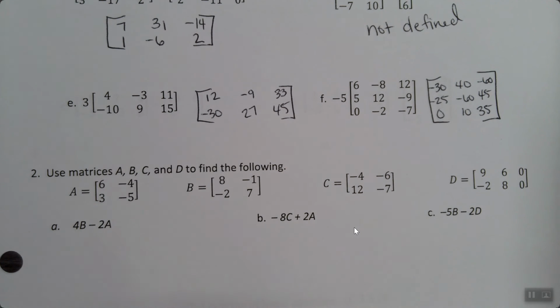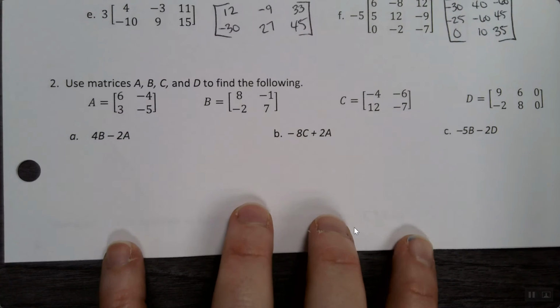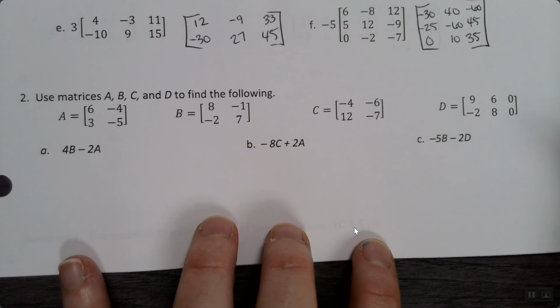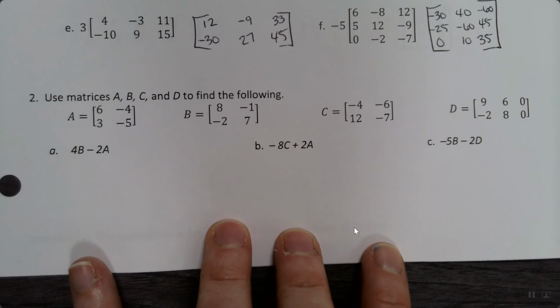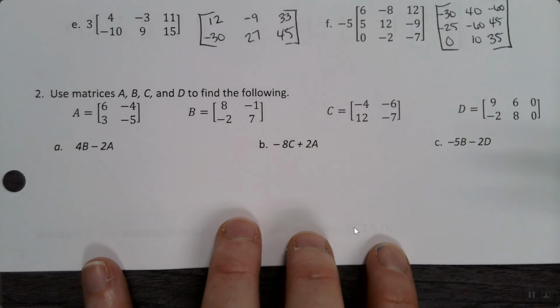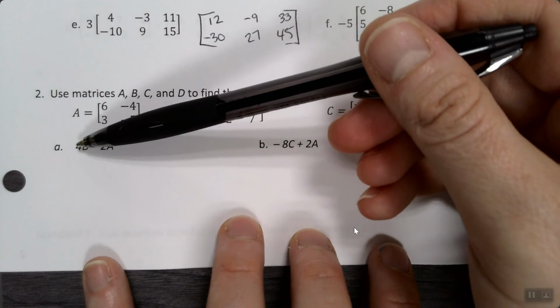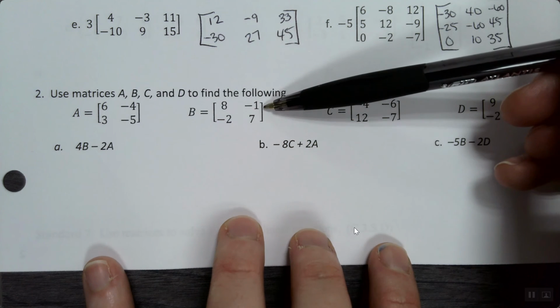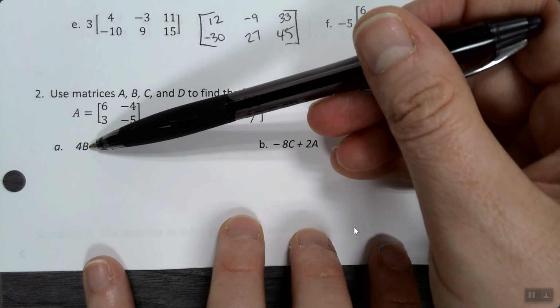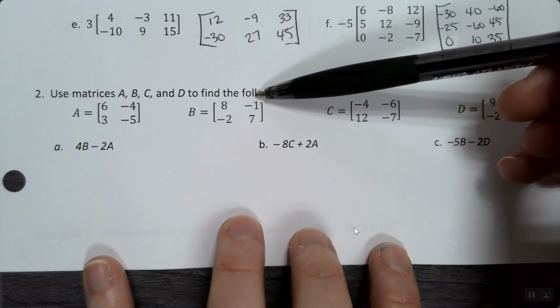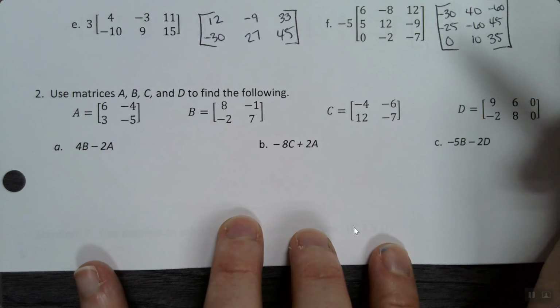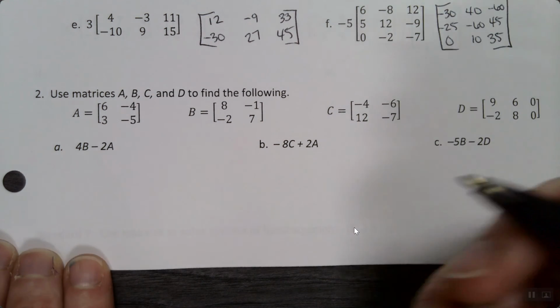So that's the basics before we name matrices. In the next section, you have matrices A, B, C, and D identified. With these values, we have operations with numbers in front of the variables. Matrix B is the same thing as 8, negative 1, negative 2, 7, or we can call it matrix B. So we're going to take 4 times this matrix minus 2 times this matrix. It's just a nicer way to write out our information without having to use a bunch of space.